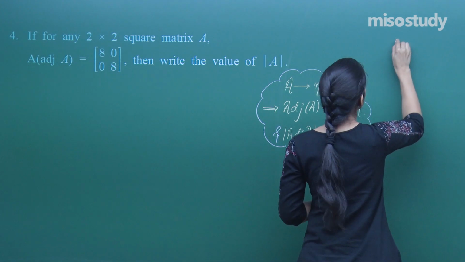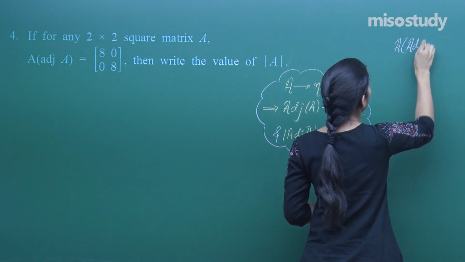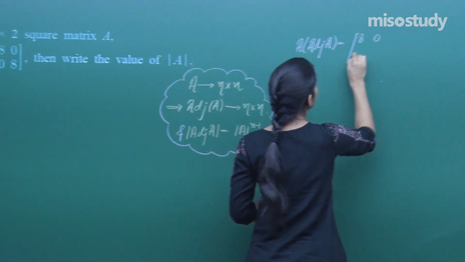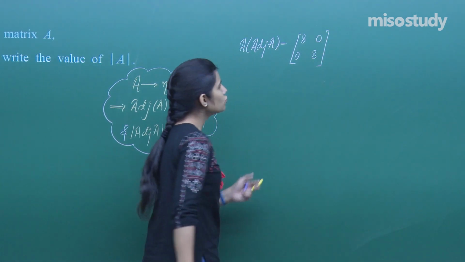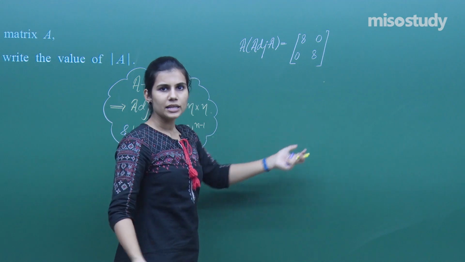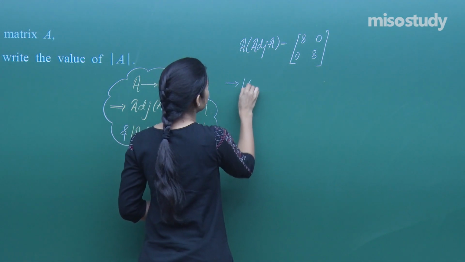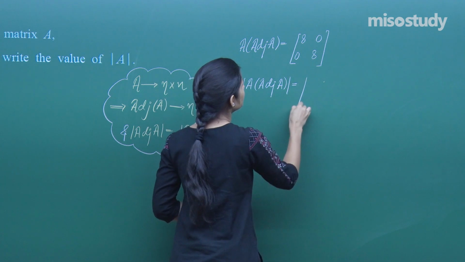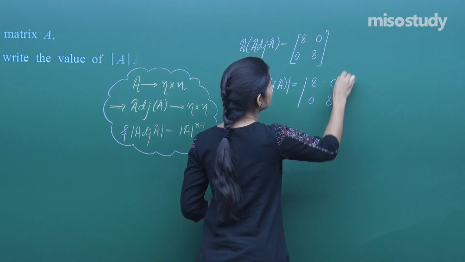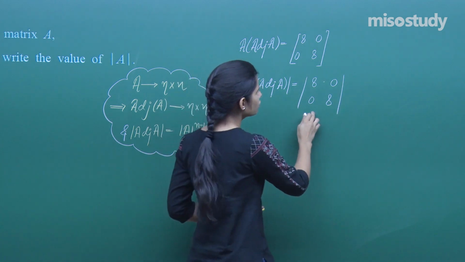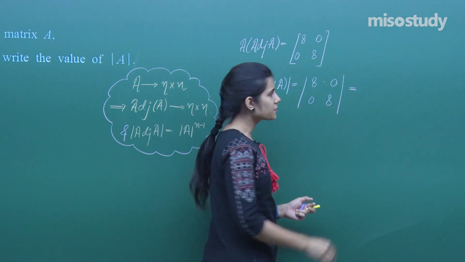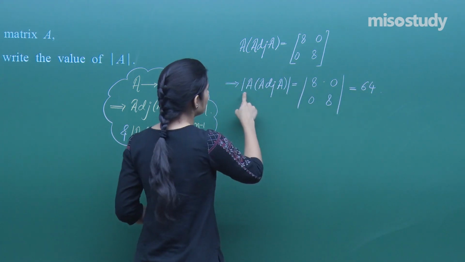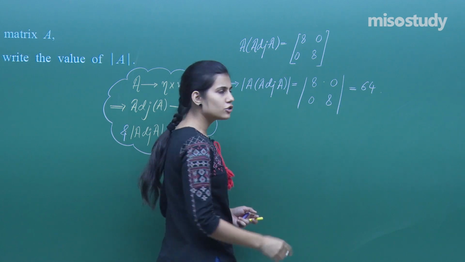Using this relationship, we will be tackling this question. Here we have A into adjoint of A is given to be this 2 cross 2 matrix 8, 0, 0, 8. If two matrices are same, the determinants are also same. This implies determinant of A into adjoint of A is equal to this determinant 8, 0, 0, 8. What is this? 2 cross 2 determinant, product of diagonals minus product of off diagonals, 64 minus 0, that is 64.